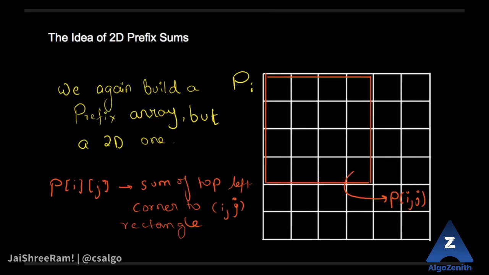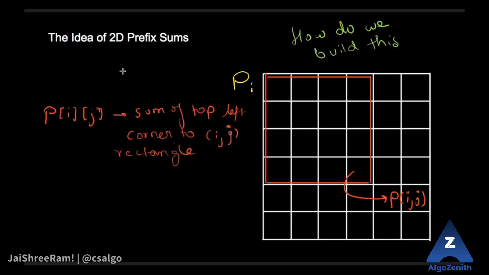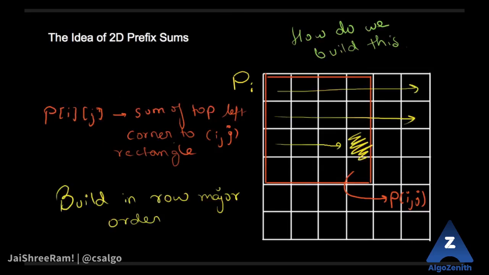So how do we build this? P of ij actually means the sum of the top left corner to the I comma j rectangle, right? This region. So we can build this in row major order. Now what is this row major order? That you start looping from 0, 0, go on throughout the whole row and then go to the next row. So this loop order is called row major order. So we can build the 2D prefix sum array in this way.